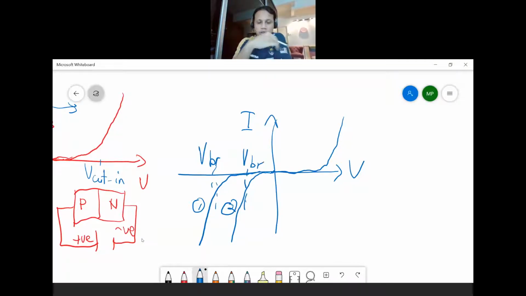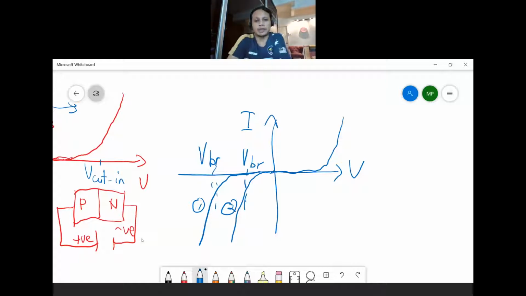2 breakdown voltage, so that means 2 is Zener, right? Why the first one? High voltage. High negative V causes avalanche, right? Yes, correct. So the answer is correct. So you understand.